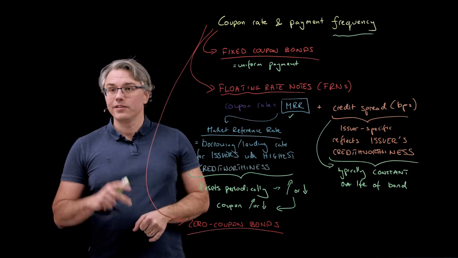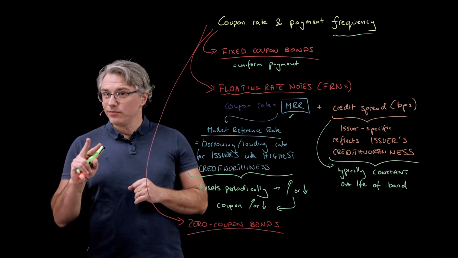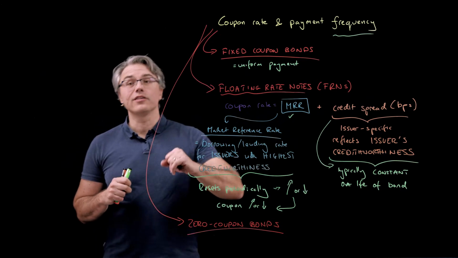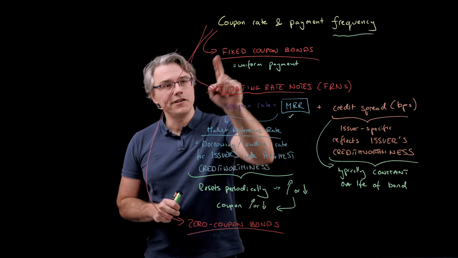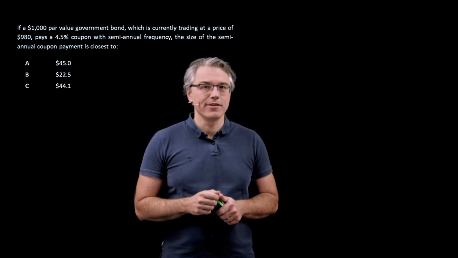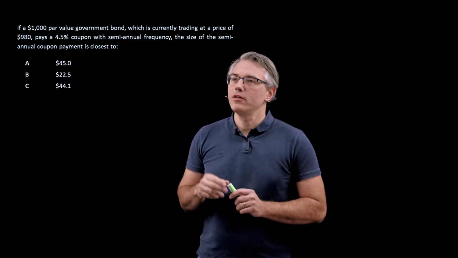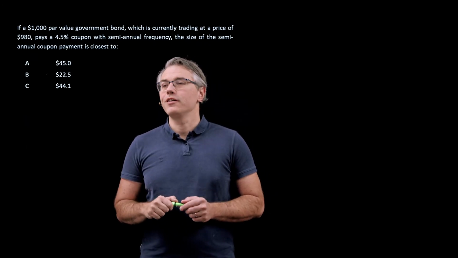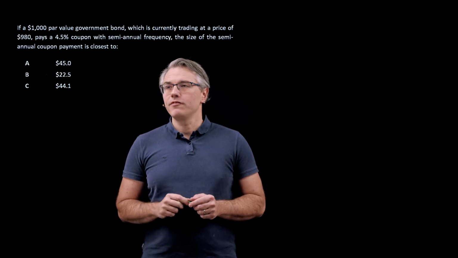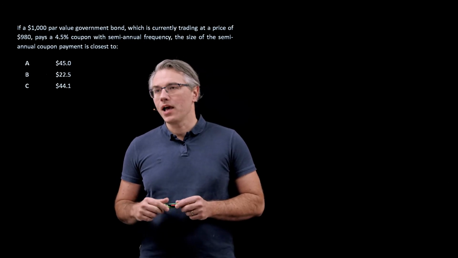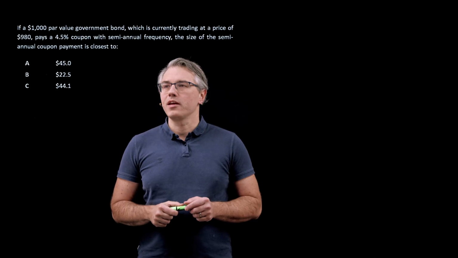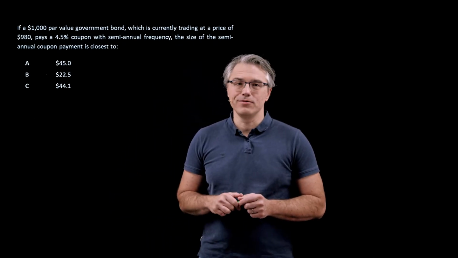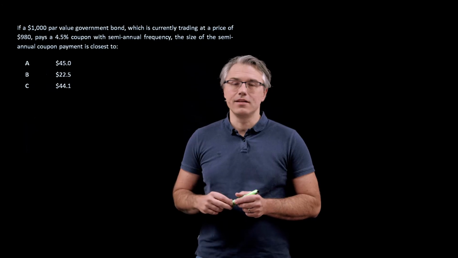Okay, time for some questions now. So I'm going to clear the board and make space for 2 exam-style questions exploring the computation of coupons of a fixed nature as well as of a floating nature. So let's press ahead with the actual questions. This is the first one, focusing on a fixed coupon bond. If a $1,000 par value government bond, which is currently trading at a price of $980, pays a 4.5% coupon with semi-annual frequency, the size of the semi-annual coupon payment is closest to, and 3 options follow as in the CFA exam.